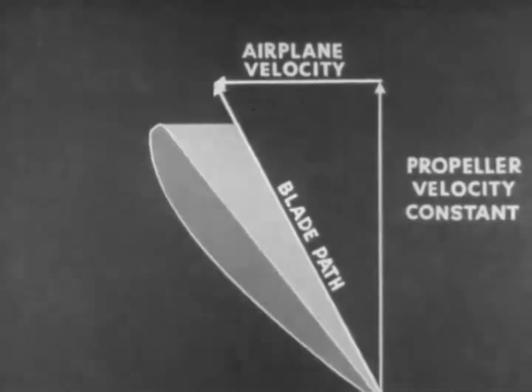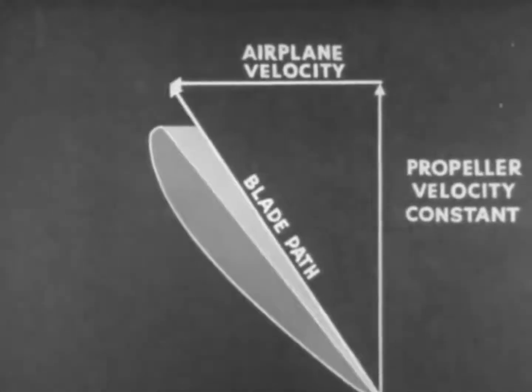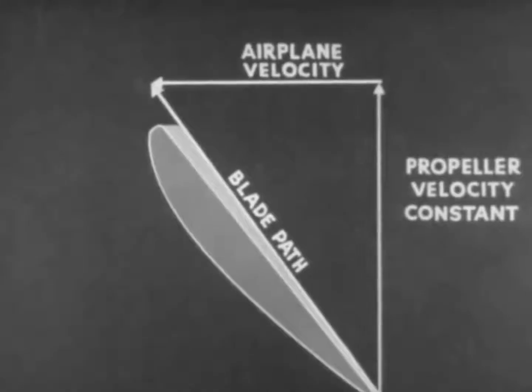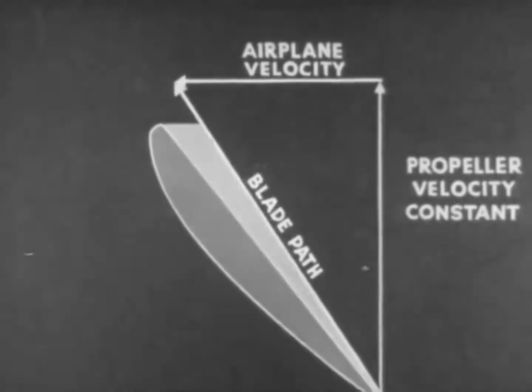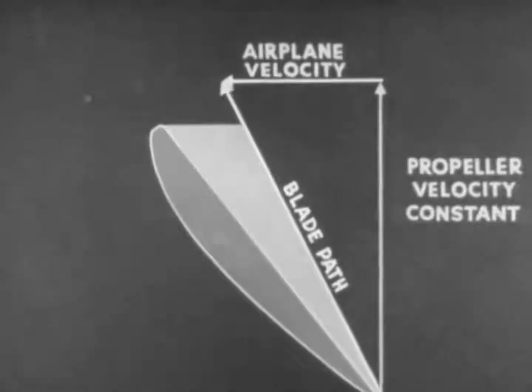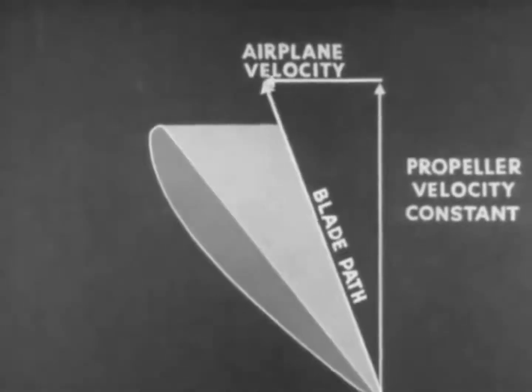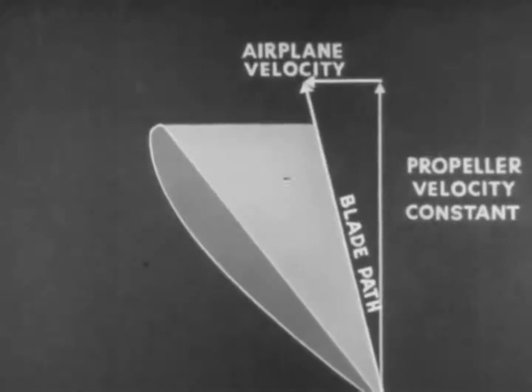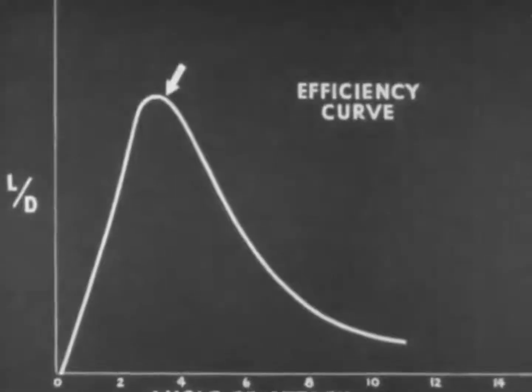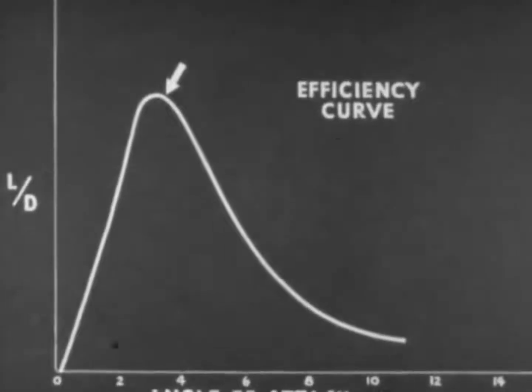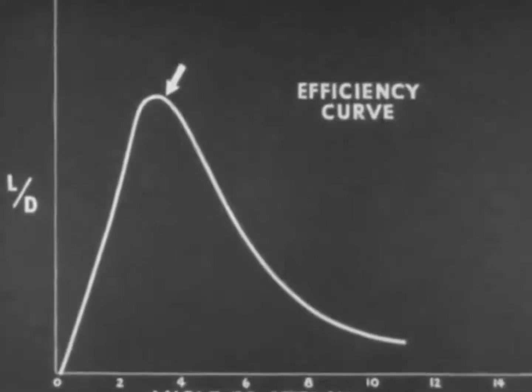If airplane velocity is higher, the angle of attack will decrease and the propeller efficiency will drop. If velocity is lower, the angle of attack will increase and the efficiency will drop again. This chart has shown that best efficiency is obtained by keeping the propeller blade at such a pitch angle that it is always somewhere near the 2 to 4 degree point in angle of attack.